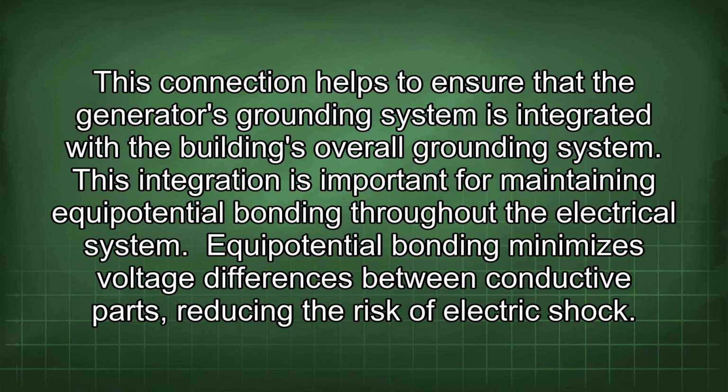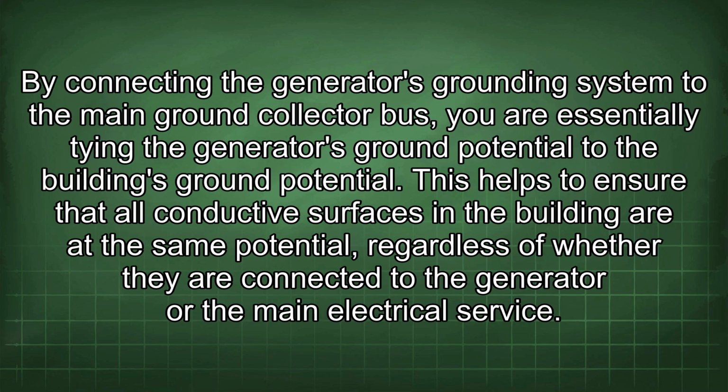Equipotential bonding minimizes voltage differences between conductive parts, reducing the risk of electric shock. By connecting the generator's grounding system to the main ground collector bus, you are essentially tying the generator's ground potential to the building's ground potential. This helps to ensure that all conductive surfaces in the building are at the same potential, regardless of whether they are connected to the generator or the main electrical service.